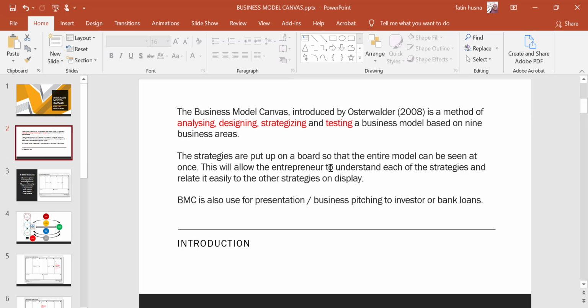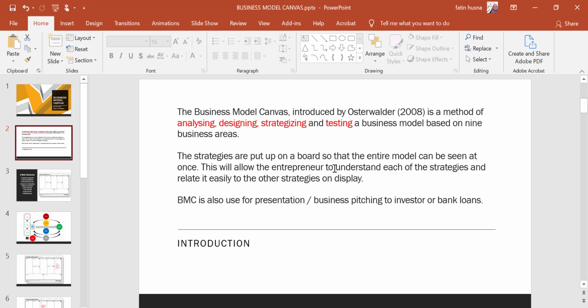So the strategies usually will be put on a board, or some people use the whiteboard to do the BMC, so that the entrepreneur can understand what kind of strategy it is. They will go through all the strategies, whether they are connected or not.